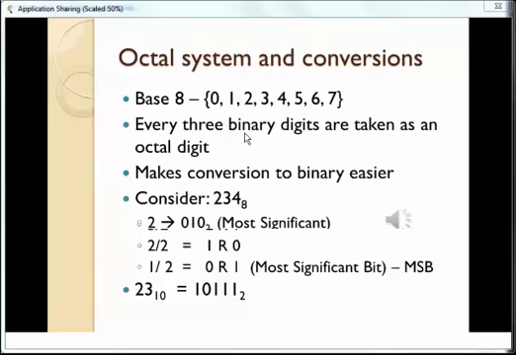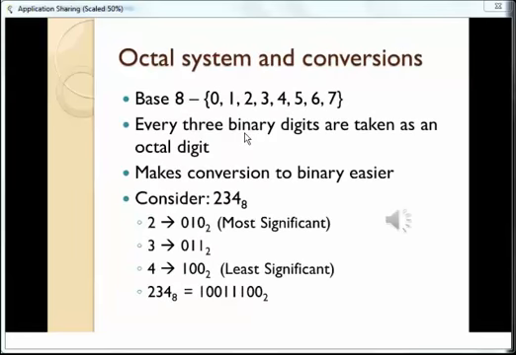So this brings us to the octal system and its associated conversions. The octal system, as the name would suggest, is a base 8 system. So the allowable symbols for the octal system will be 0, 1, 2, 3, 4, 5, 6, and 7. The great thing about the octal system is that every 3 binary digits are taken as an octal digit. And you're going to find that this makes conversion to binary much easier.